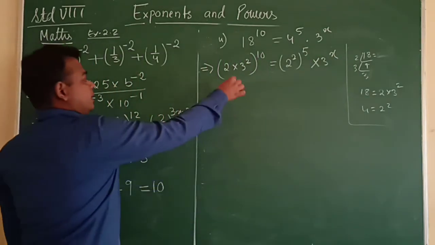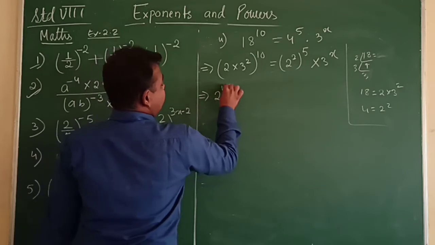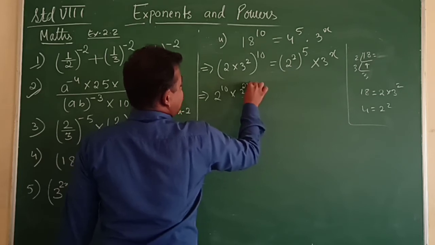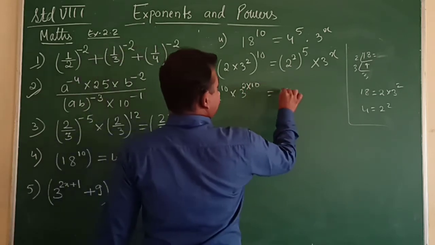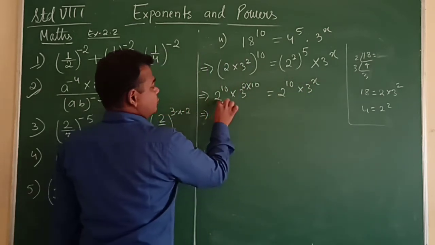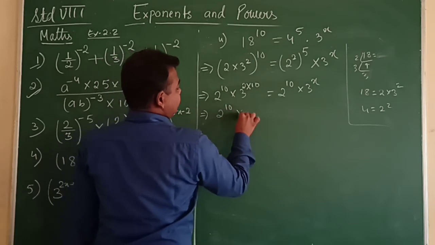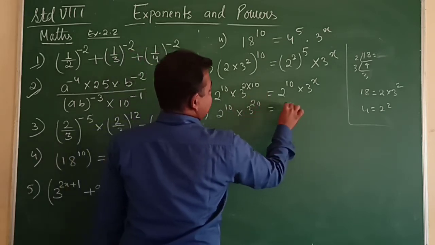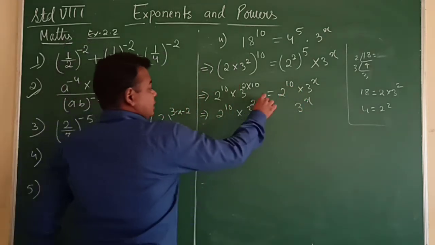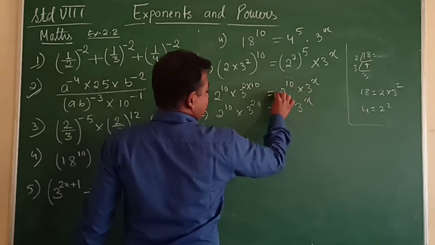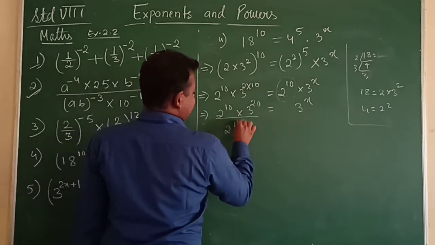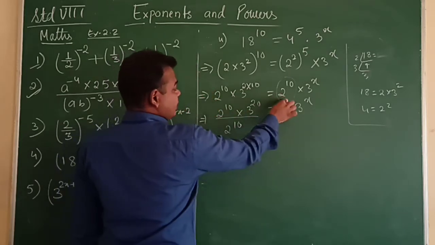Now let us separate this. 2 to the power 10 multiplied by 3 to the power 2 into 10, let us separate this power, is equal to 2 to the power 10 multiplied by 3 to the power x. So this 2 to the power 10 multiplied by 3 to the power 20 is equal to 3 to the power x. What happened to this 2 to the power 10? See, in this step it is on the right-hand side, but in the next step it will come to the left-hand side, from this side to this side.